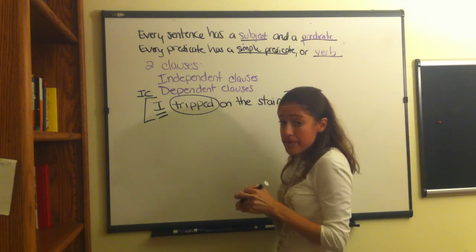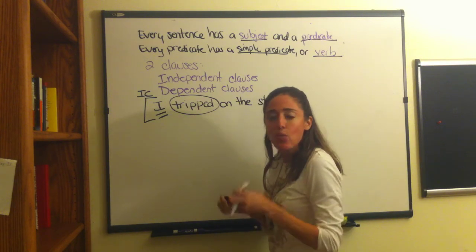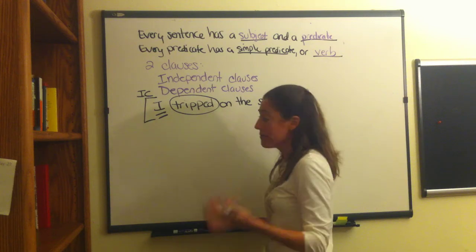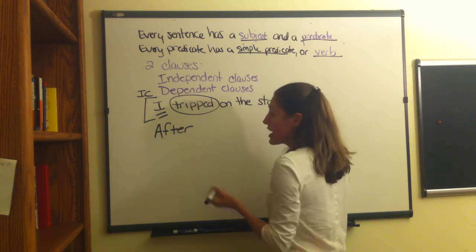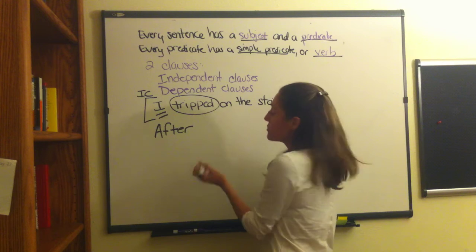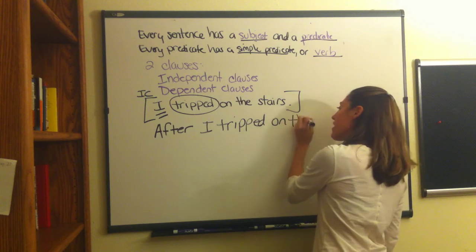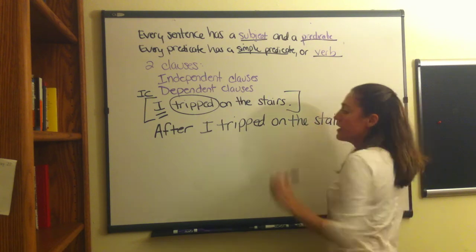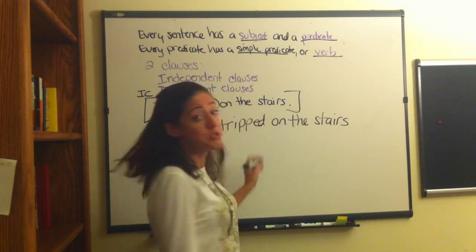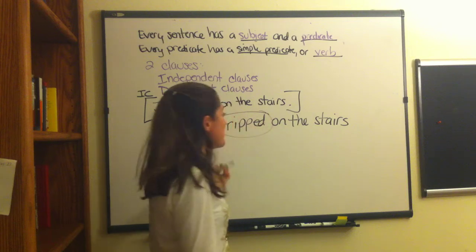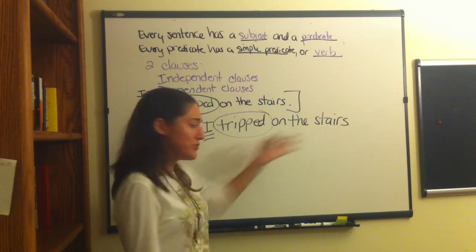Okay? Sometimes you have a sentence that starts with a subordinate conjunction. What is one subordinate conjunction that we've learned from the song? After. After, that's a subordinate conjunction, right? And let's add these words here. After I tripped on the stairs. That still has a subject, right? It's still about me. I'm still tripping, still has a verb. But it no longer can stand by itself, right? You need something more. You can't just put a period here. After I tripped on the stairs.